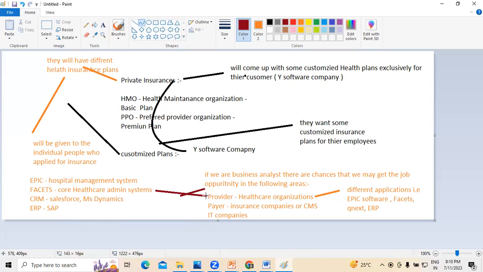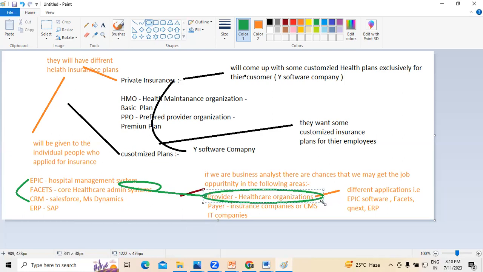So, for example, they are using Facets, right? Facets they are using, Facets provider, right? They may be using Facets. Next, for example, there may be some integration required. You may be required to integrate Epic with CRM, for example. You want to use Epic and CRM integrated because in Salesforce CRM we have a concept called Health Cloud, since Salesforce has an application called Health Cloud as a separate CRM. So these are the things a business analyst has to understand.